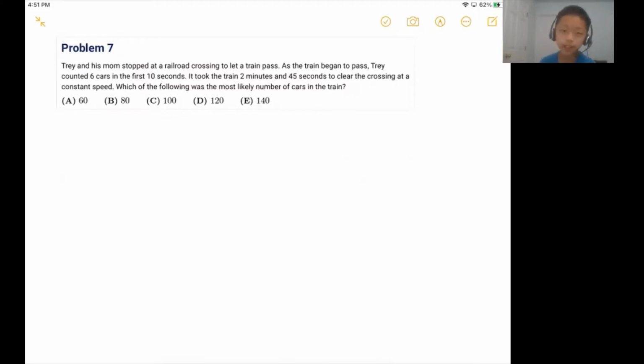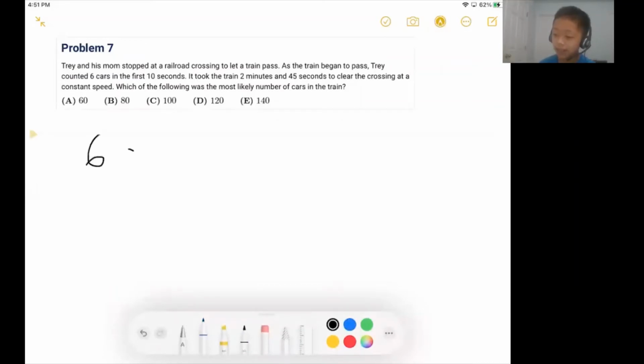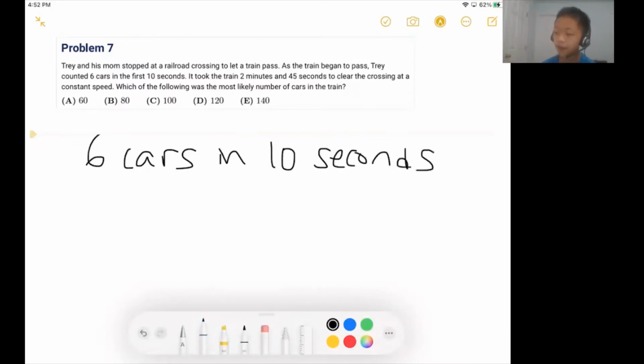This question is sort of like an estimation question, but it's not really estimation, honestly. It's more like testing your ability with ratios and things like that. So the idea is we're given that there are 6 cars in 10 seconds, and that the train took 2 minutes and 45 seconds to clear the crossing at a constant speed.